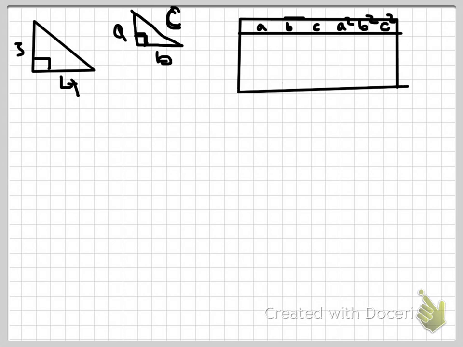Alright, so for this first triangle we drew, which has side lengths of 3 and 4, our side length A is 3, side length B is 4. A squared, 3 squared is 9, B squared, 4 squared is 16. We're going to go ahead and figure out how long our C side is.